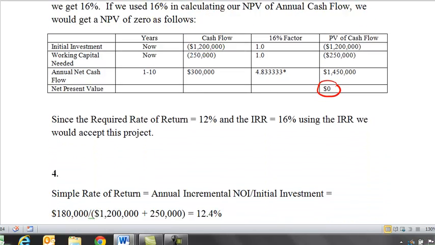And then deciding whether or not to go ahead with this project, since the required rate of return is 12% and the internal rate of return is 16%, since the internal rate of return is greater, we would accept the project.